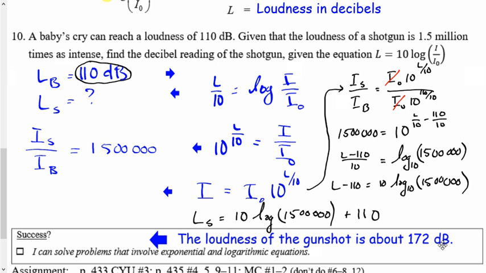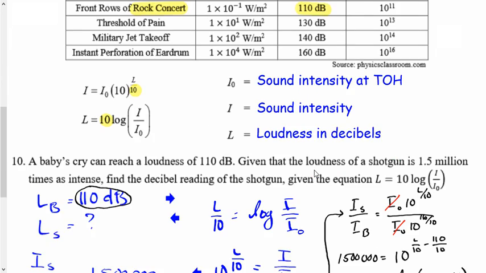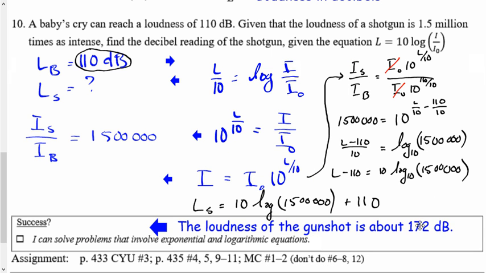Which is extremely loud. You don't want to have your ear very close to that, especially as you look back up at this table where we have the threshold of pain at about 130 decibels, instant perforation of the eardrum at 160 decibels. You want to have some distance between your ear and the shotgun, or you want to have some ear protection on.